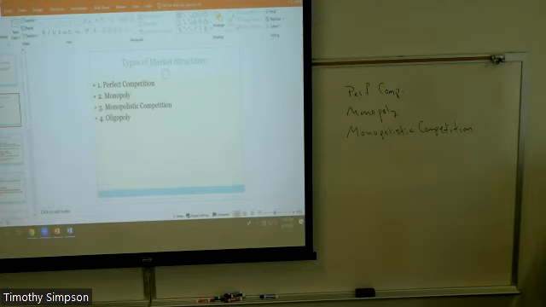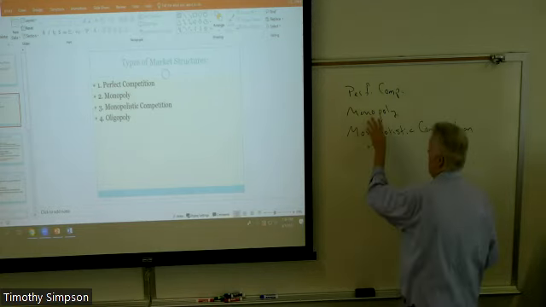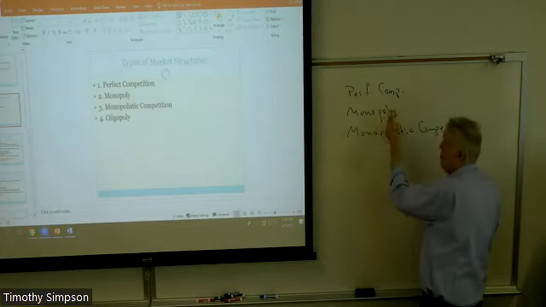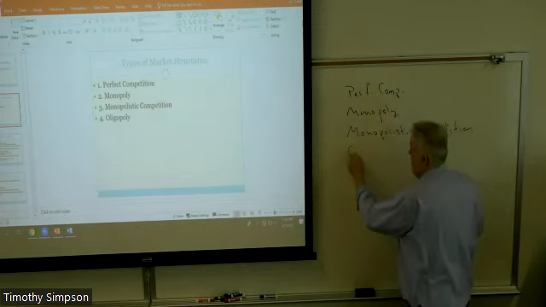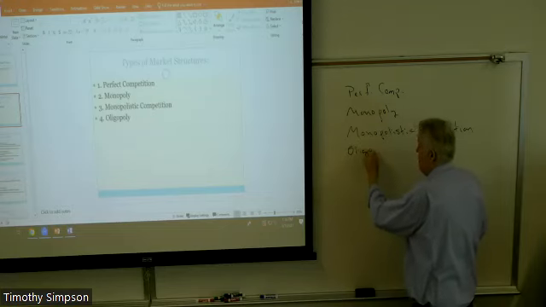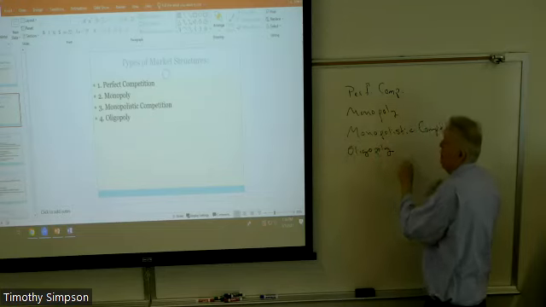It really has to do with time frame, where a firm can have monopoly power in the short run and then revert in the long run to competitive. And then the final one is one that I think is probably the most interesting, and it's oligopoly.